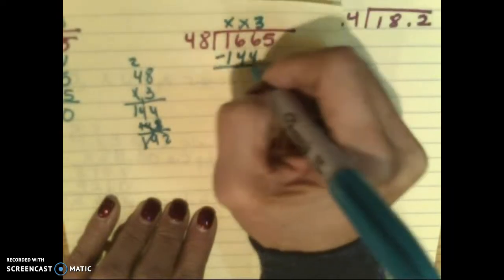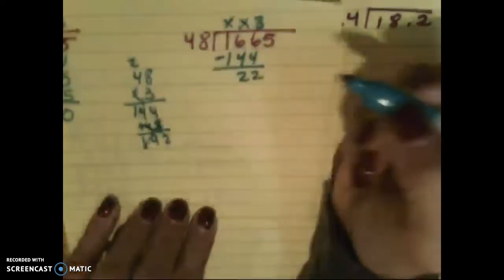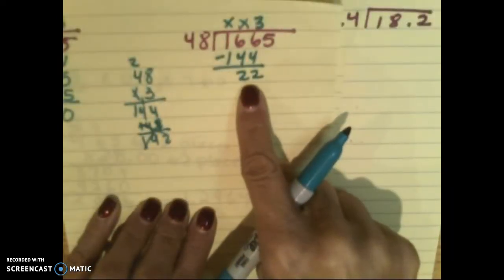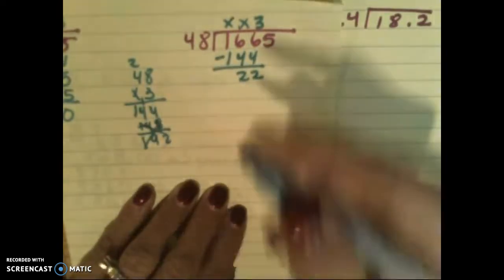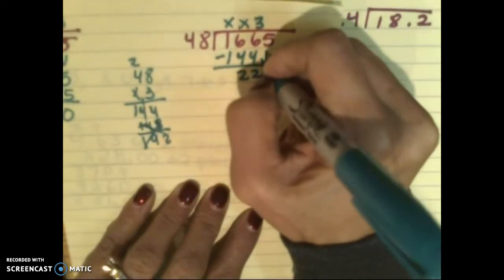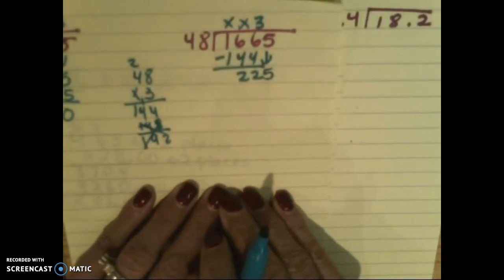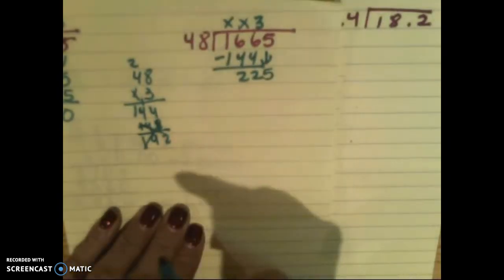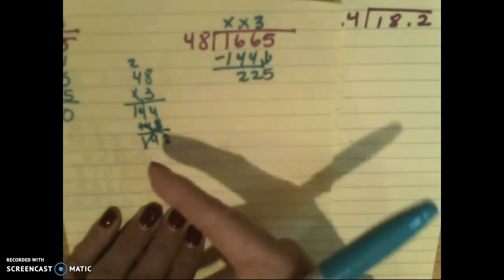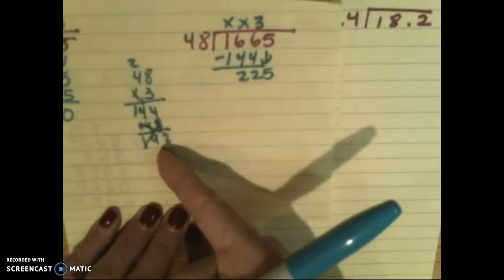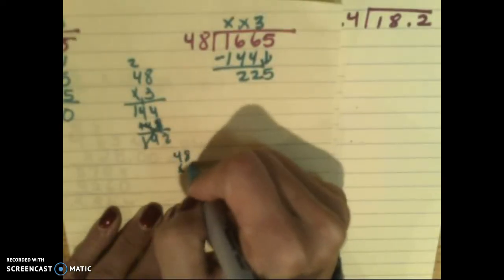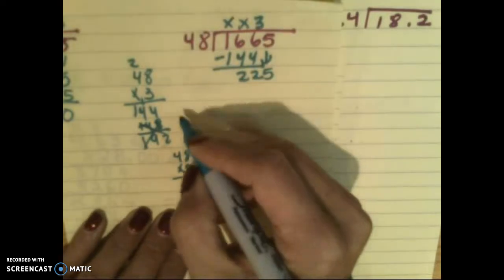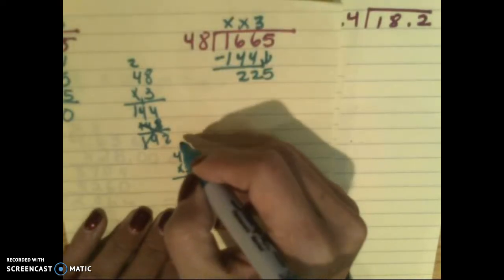Now Sister says subtract, I get 22. Brother says bring down because I can't divide anymore, correct? So Brother says bring down my 5. Now I have this number 225. Again, I'm going to have to multiply off to the side, but we already did. We kind of did 144 plus the 48, which is actually 48 times 5. And that equals, let's see, 48 times 5.